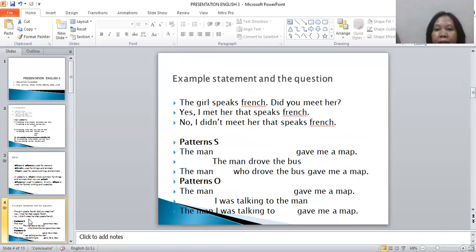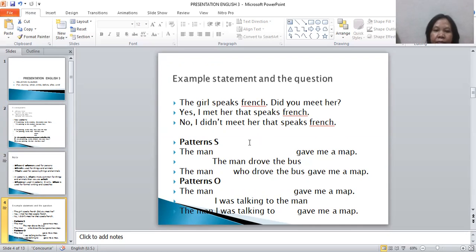For an example statement and question: the girl speaks French. Did you meet her? For the answer, yes, I met her, the girl who speaks French. Or we can answer, no, I didn't meet her, the girl who speaks French. In the negative sentence, met, verb 3, becomes verb 1, meet.